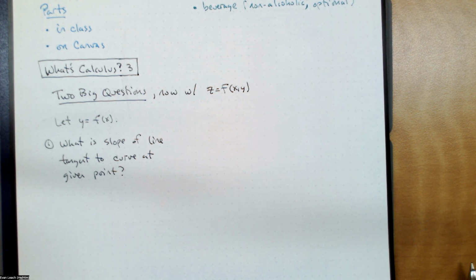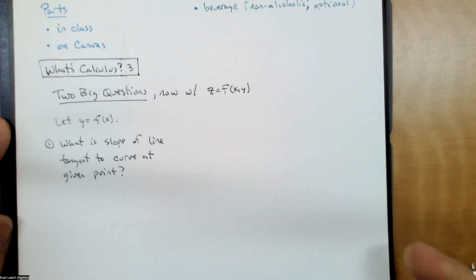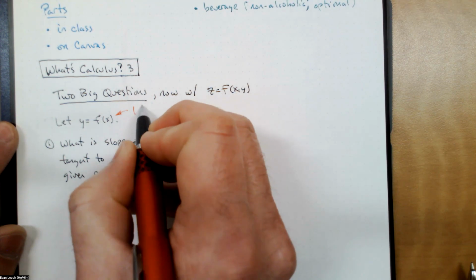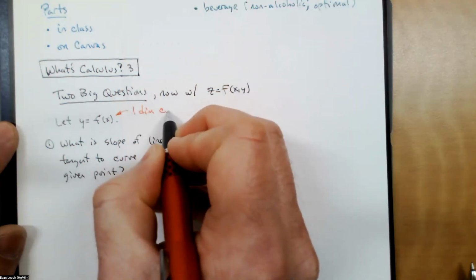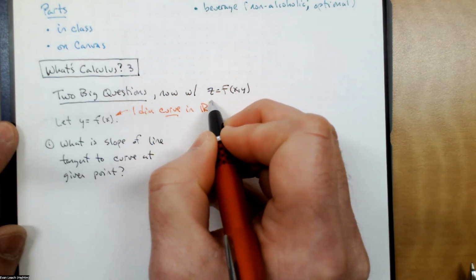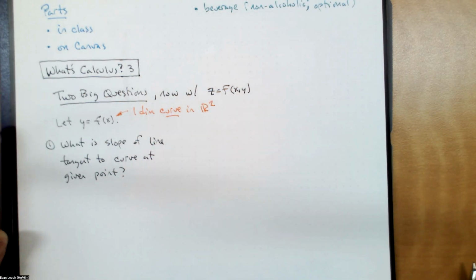We're phrasing these questions, and thinking about our answers, in the context of a one-dimensional curve in R2. We know that for the slope of the line tangent to the curve at a given point, we're going to use the derivative to find the slope. That's how we get at the direction.